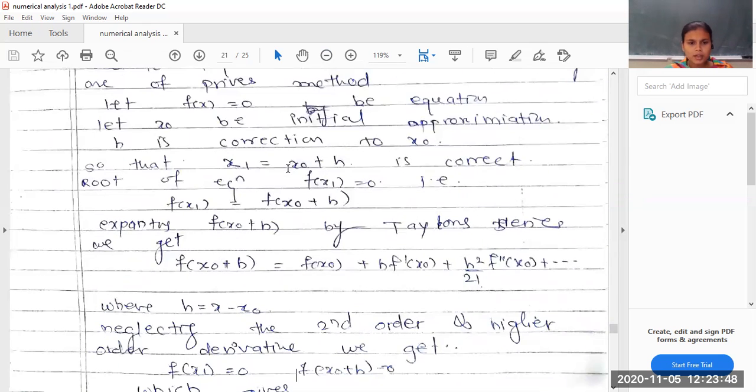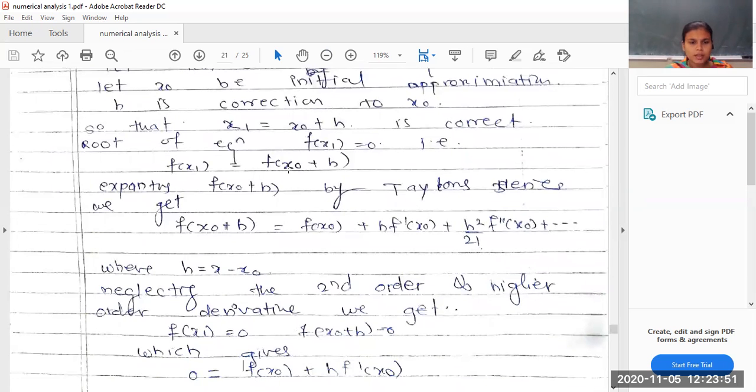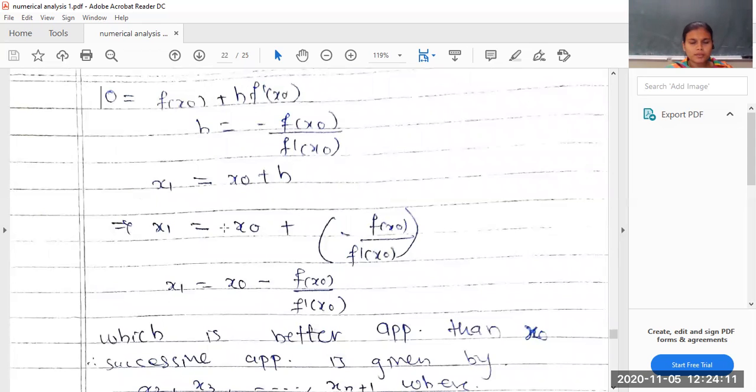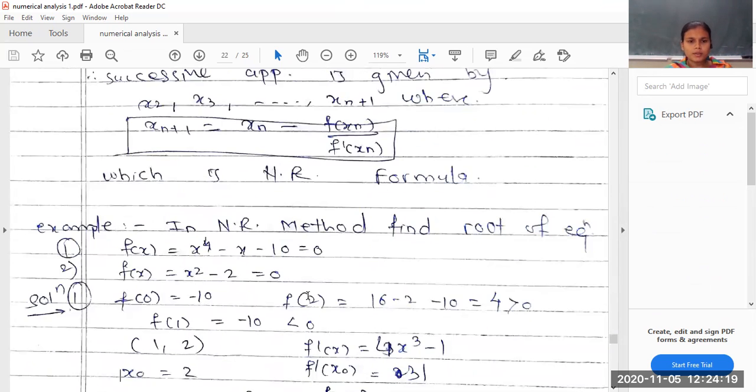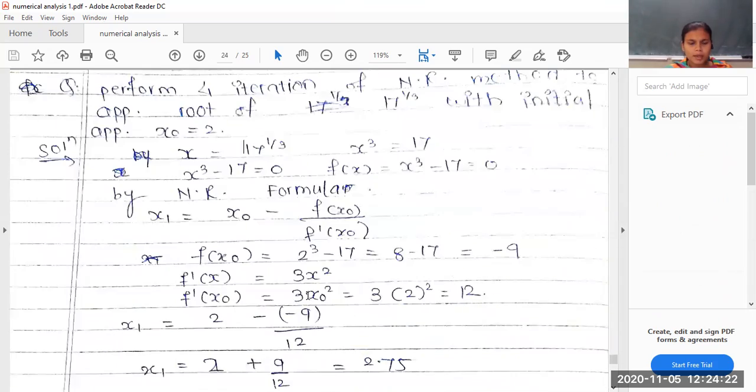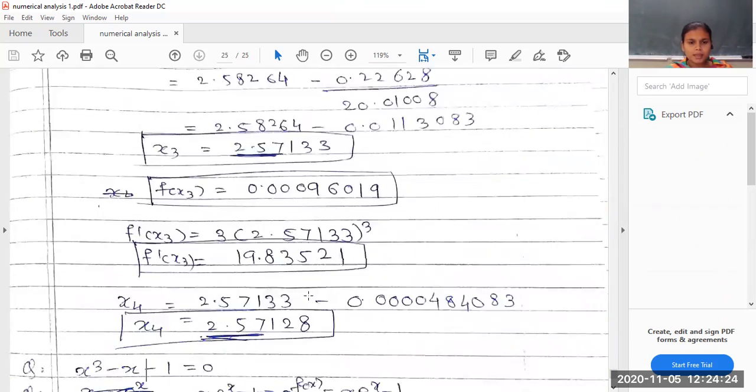Okay. Similarly, we have followed the procedure by using our Taylor series approximation. In the Taylor series approximation, you have to neglect all the terms with powers of h greater than 1, like this. Then you can find the formula for h and put it in x1 equal to x0 plus h. If you put in the value of h, you will get the result. So these are the examples we have solved using the Newton-Raphson method.